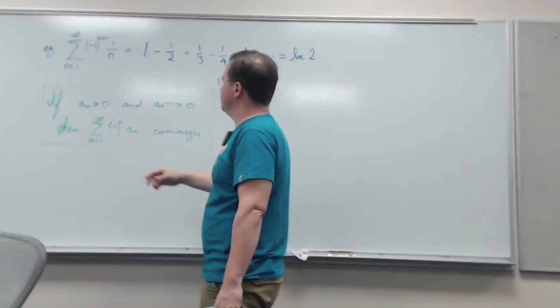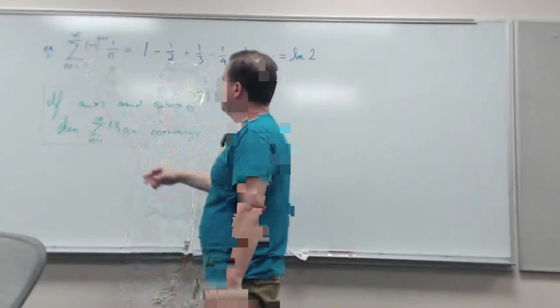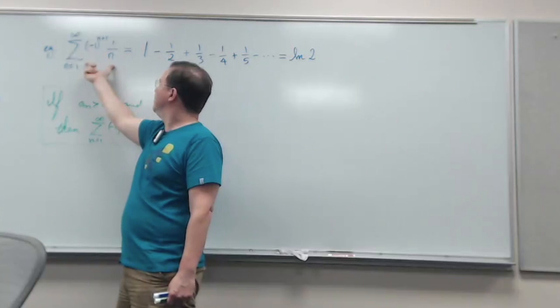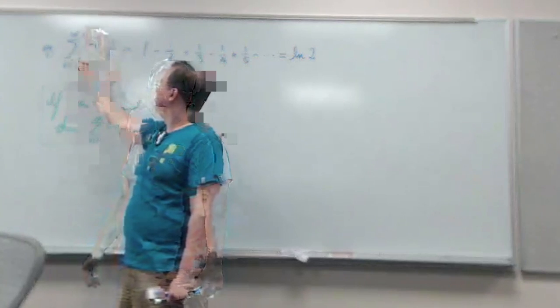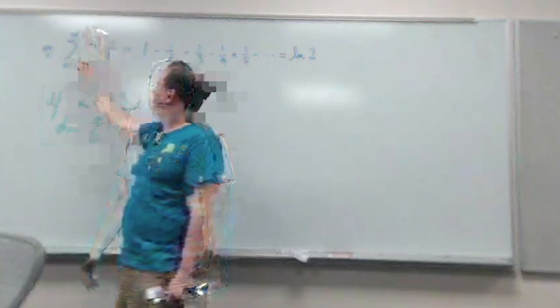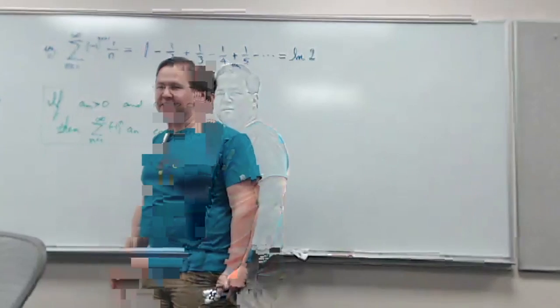If you have a series that converges, but if I drop the plus or minus, it diverges, we would say it's conditionally convergent. Okay? I'm sorry, can you say that again? I'll do better. I'll write it down.